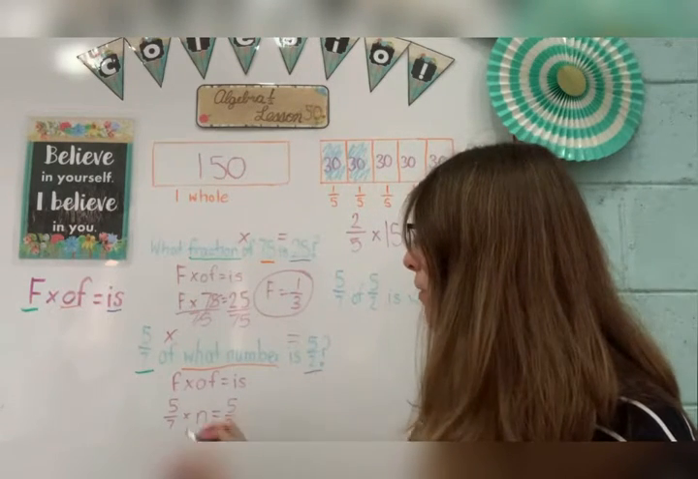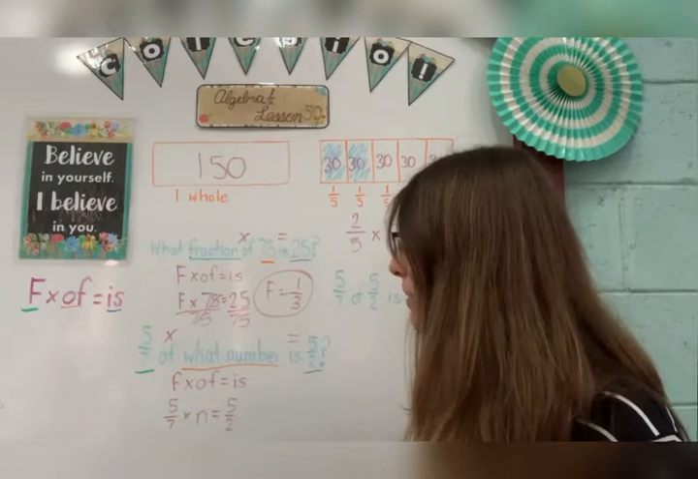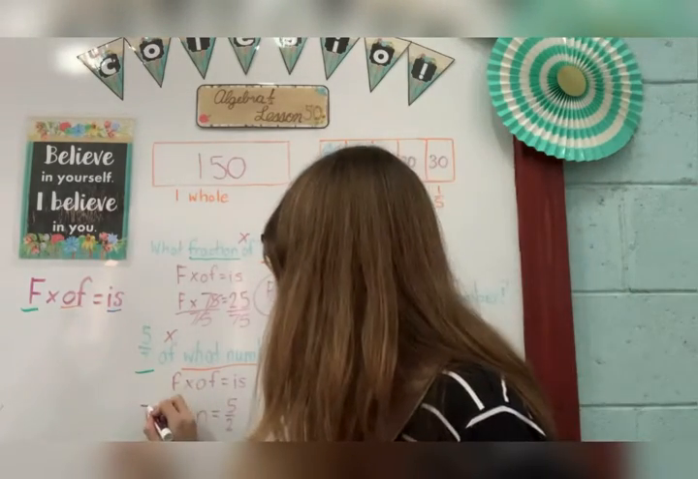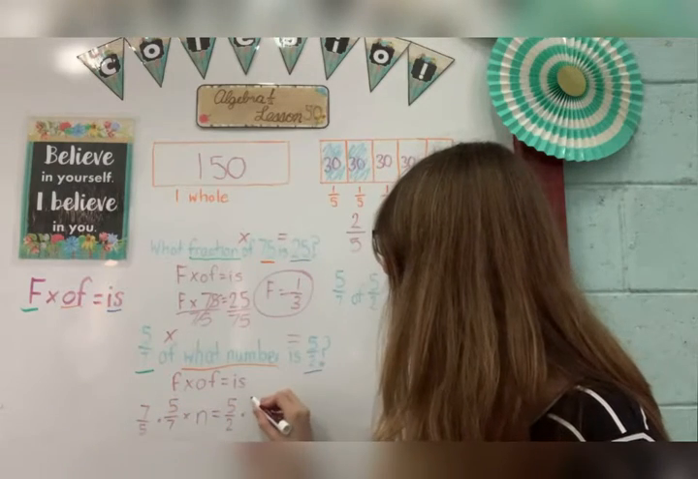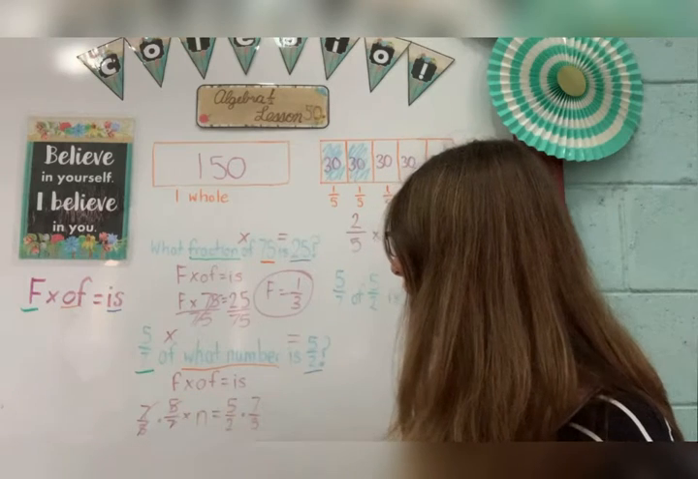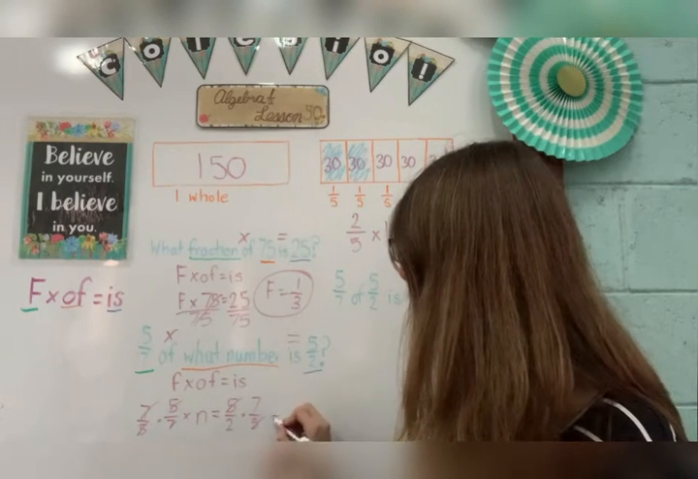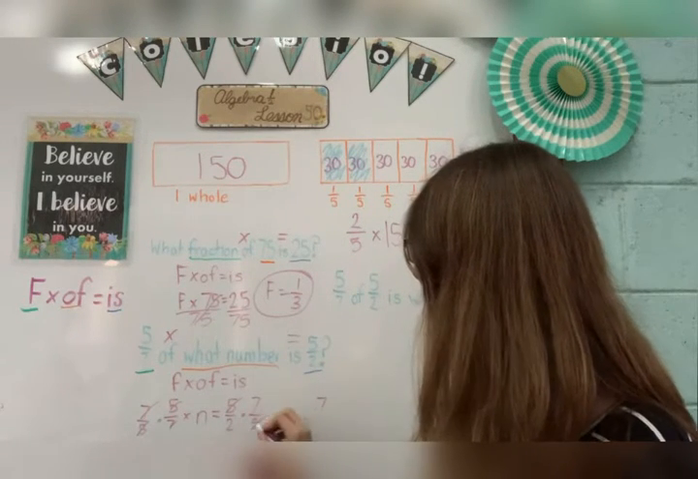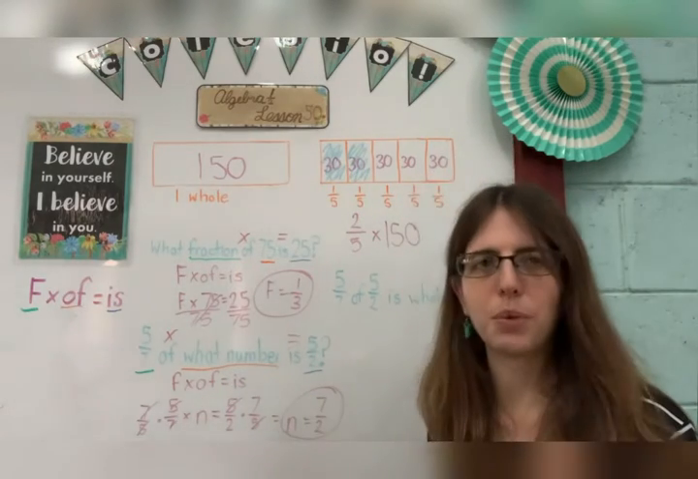So to find that out, I have to do the opposite of what I'm doing to n. I'm multiplying 5/7 times n, so I need to divide by 5/7. To divide, I flip-flop and multiply. So I flip-flop to make it 7 over 5, multiply both sides by 7 over 5. Over here, everything cancels. Over here, my 5's cancel, but not my 7 and my 2. So I get n equals 1 times 7 is 7, 2 times 1 is 2, 7 over 2.